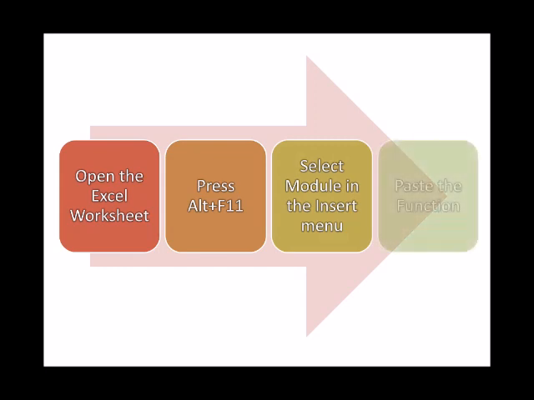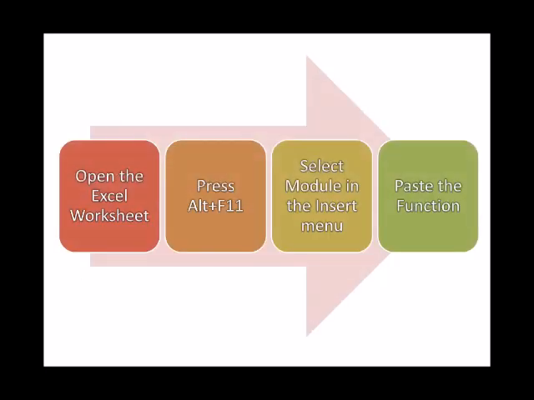After that, there is a VBA program related to spell number that is given in the description box. You have to paste that function in that particular window. After that, you will be able to perform this function. This procedure is described in the remaining slides.